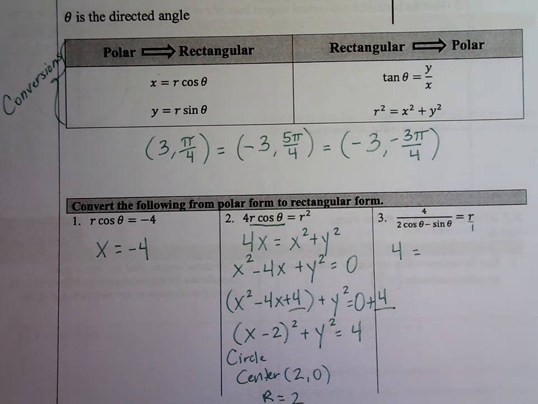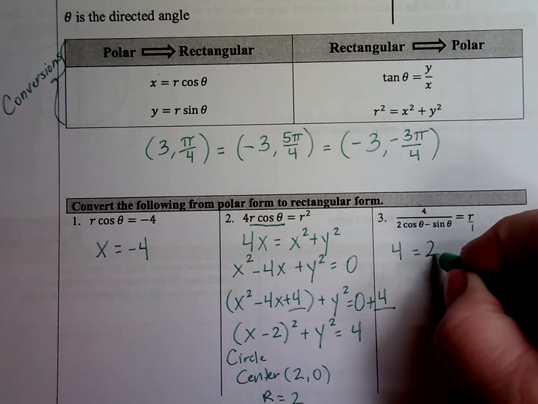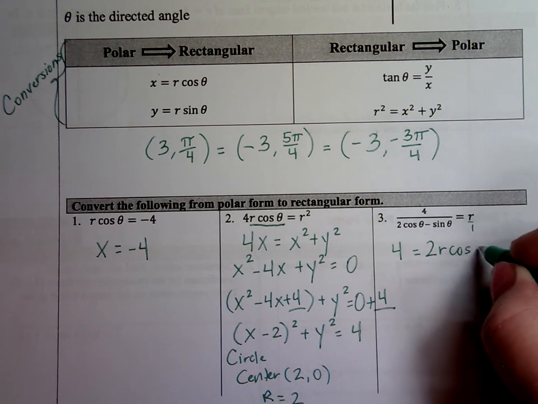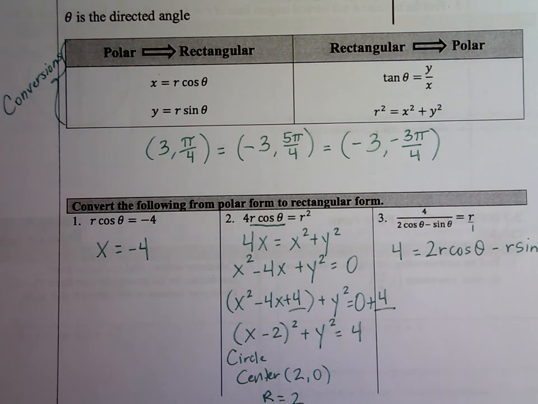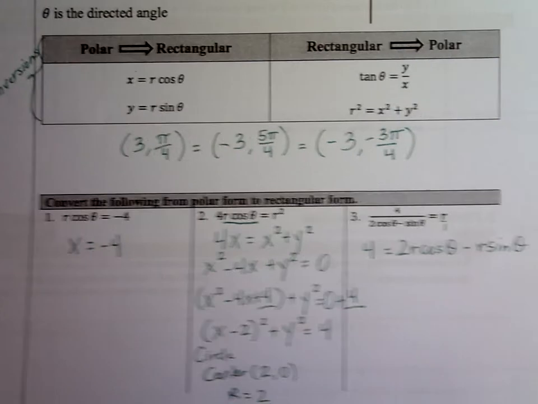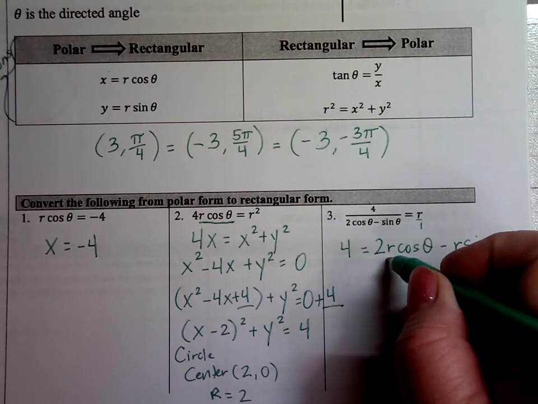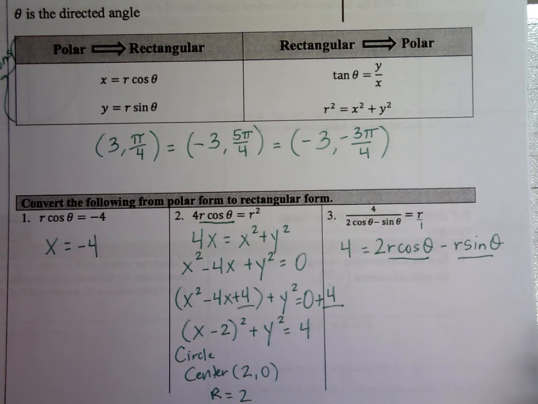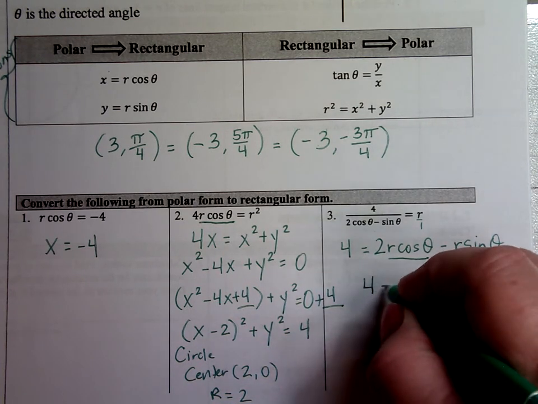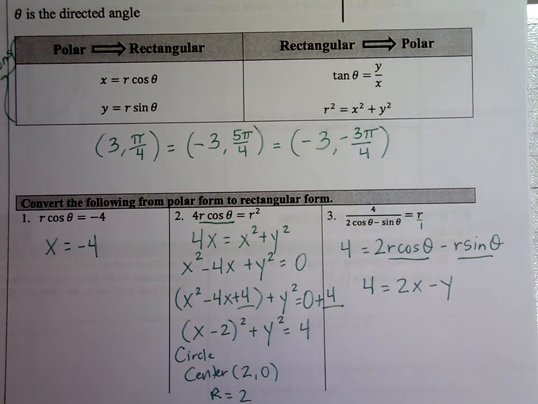Watch how I'm going to write this. The r gets multiplied by both of those, so it's going to be 2r cosine theta minus r sine theta. So I took that r and I distributed it to both pieces. And what that's going to do is let me do my substitution. Now I know what r cosine theta is, and I know what r sine theta is, and so I can replace that in there. 4 equals 2x minus y.